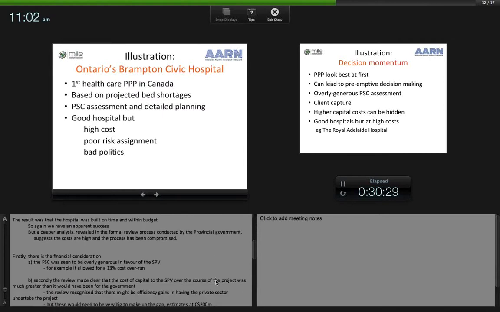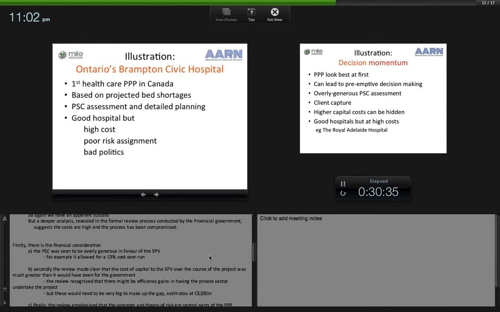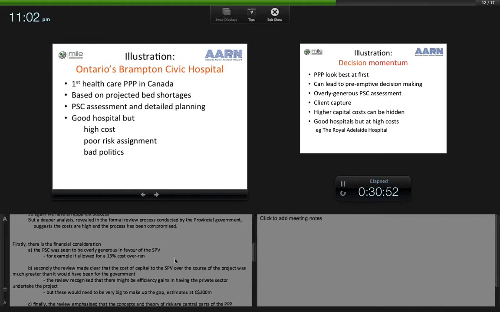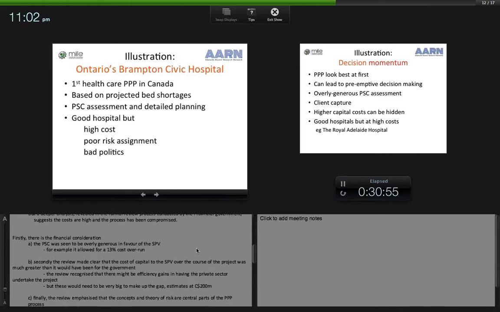Firstly, there is the financial consideration. The PSC was seen to be overly generous in favour of the private proponent, the SPV. For example, it allowed for a 13% cost overrun, and that could still be claimed to be within budget. Secondly, the review made clear that the cost of capital to the SPV over the course of the project was much greater than it would have been had the government built the hospital itself.